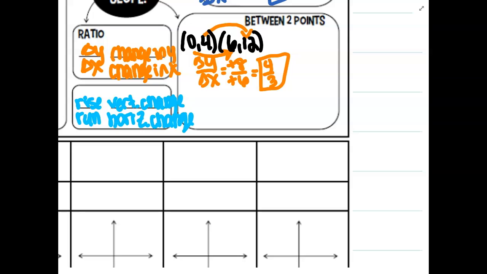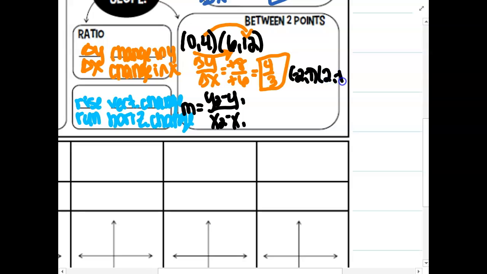But, like I said, if you want to use the method you learned last year, that's fine. The method you learned last year was using a formula. The formula said to find m, which is your slope, you take y2 minus y1 over x2 minus x1. You guys remember doing that? Okay. So if I wanted to use this formula, maybe I want to find the slope between the points negative 2, 7 and 2, negative 1.